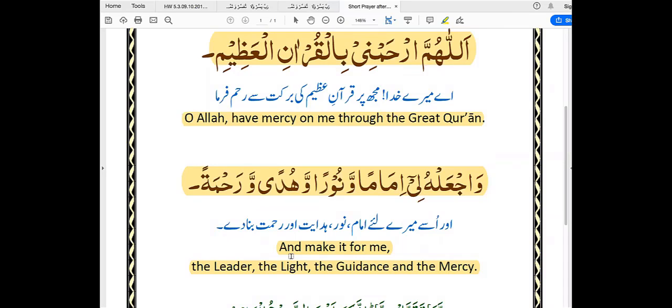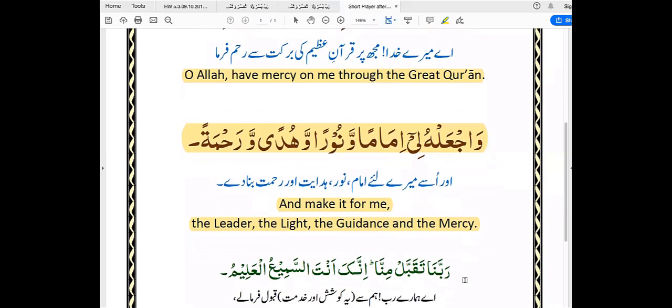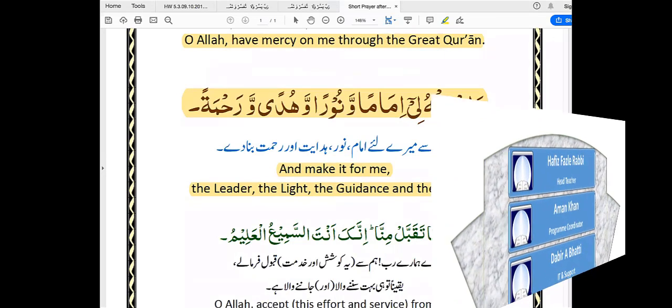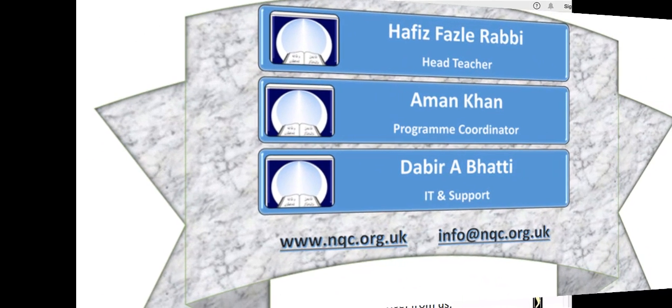Okay, and the translation: and make it for me a leader, a light, guidance, and mercy. Jazakumullah sanal jaza for all the students today, for all the parents who are helping these students to learn the Quran, and inshallah we will see you all again tomorrow. Assalamu alaikum wa rahmatullahi wa barakatuh.